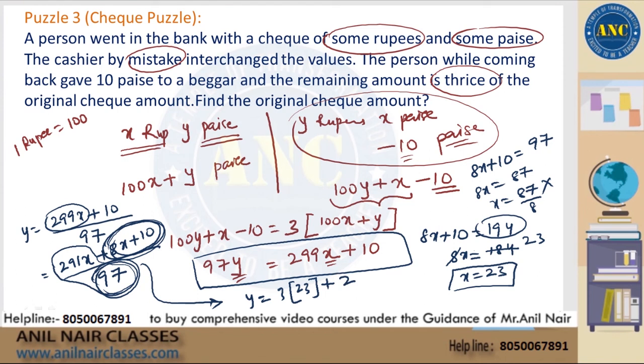Yeah. So basically your answer is, your y is nothing but 3 into 23. 3 3s are 9, 3 2s are 6. 69 plus 2 is 71. So basically the given question is 23 rupees and 71 paise was the right answer. Make sense? Brilliant. So that gives you the answer. Let's go to the next puzzle.